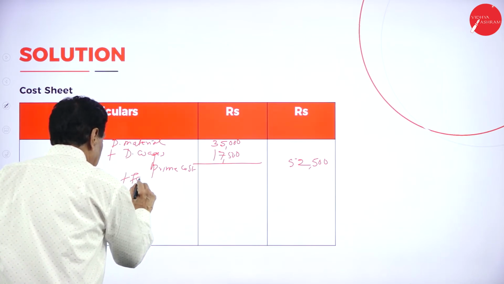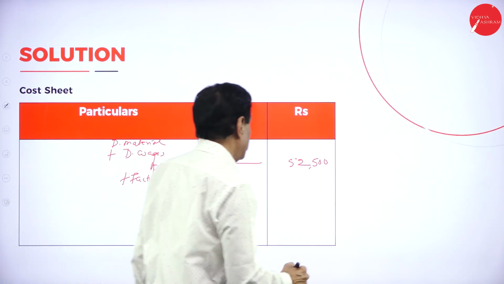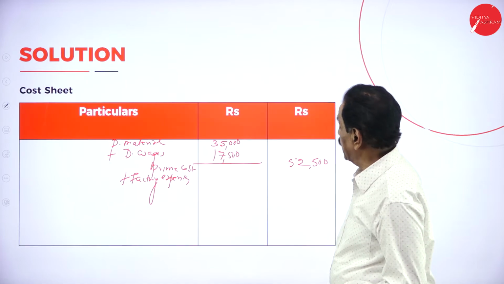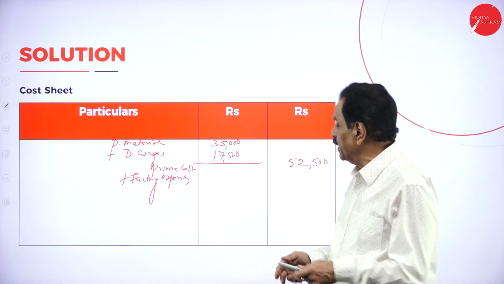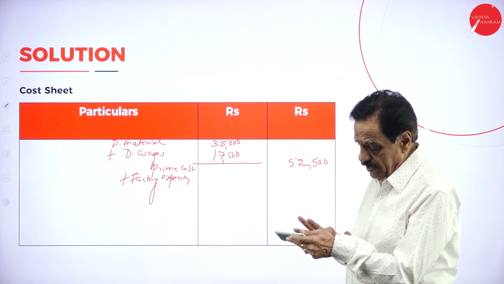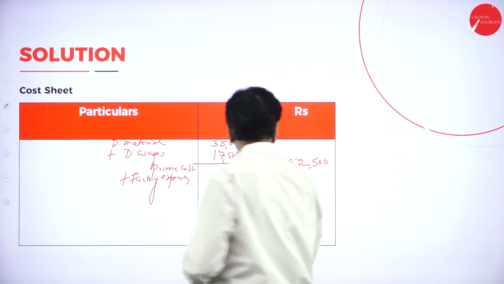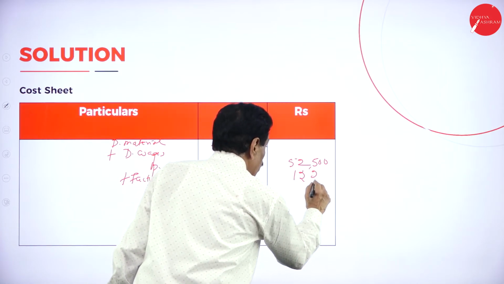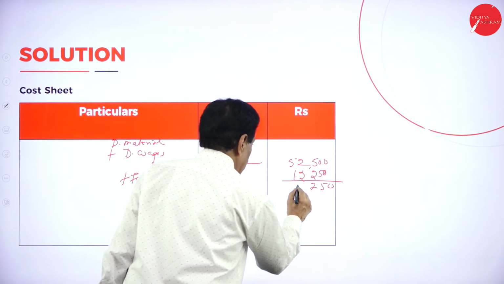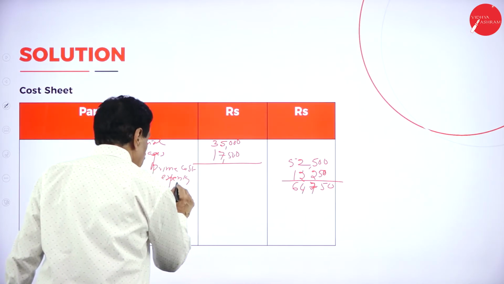Plus factory expenses. What's your factory expenses? See that? Works overhead as factory expense, 70% of wages. What's your wages here? 17,500 into 70 divided by 100. So 12,250. Add, 64,750. What is this? Factory cost.